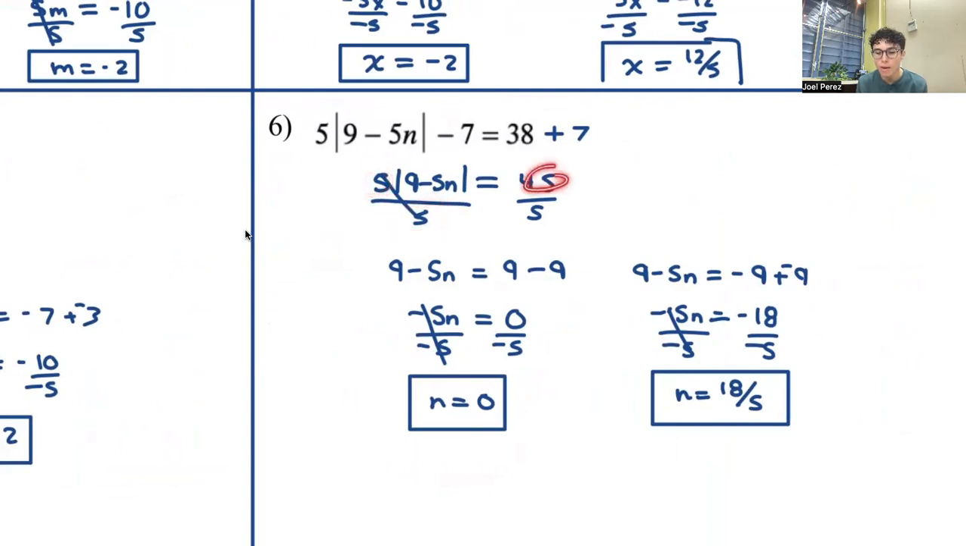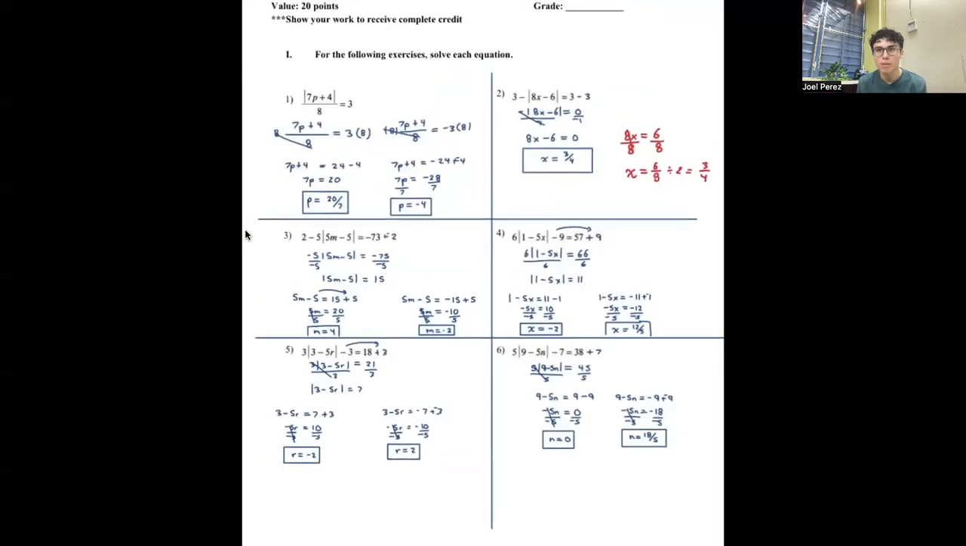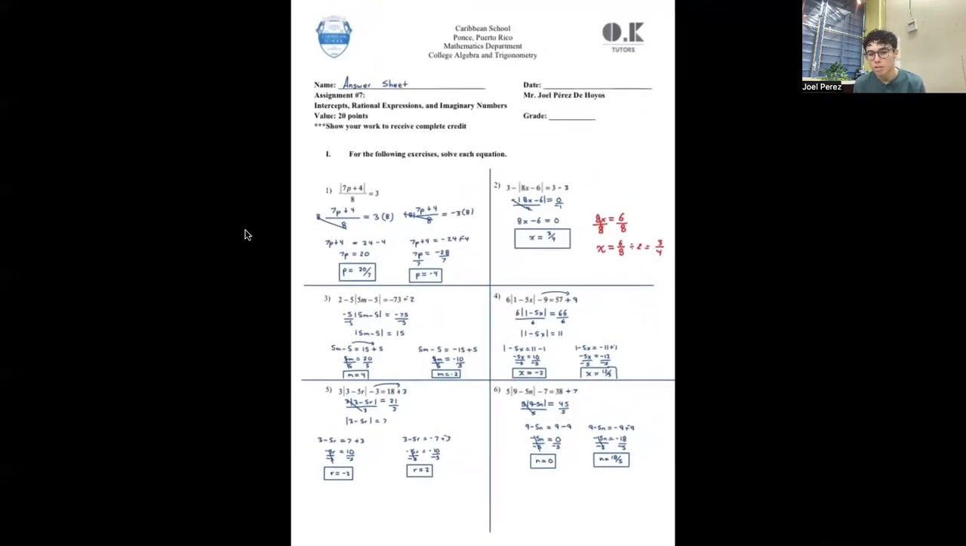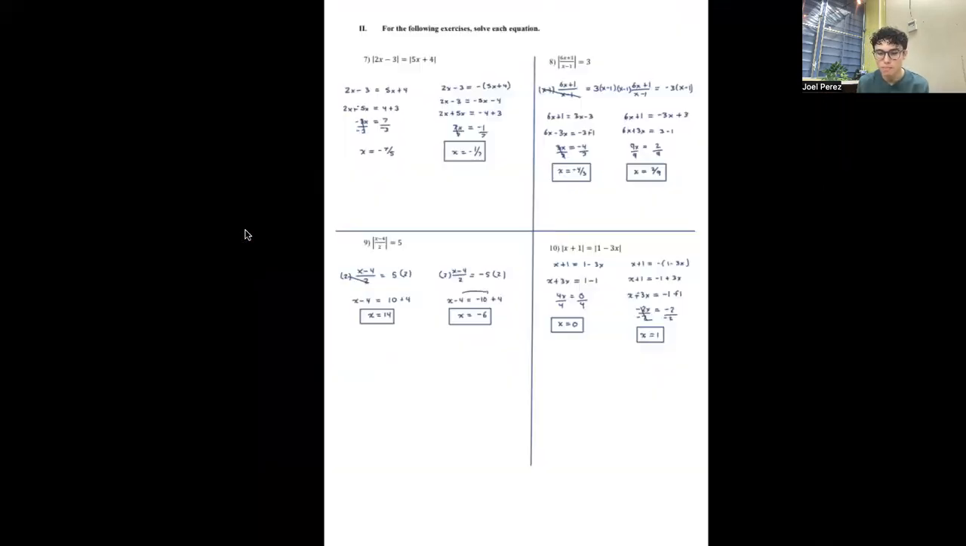And this will equal 45 minus 5 equals 9, and then equals -9. 9 minus 9 equals 0 over -5 equals 0, and -9 plus -9 equals -18 over -5. This will equal 18 over 5. This will be the value for both of them. You can see how each and every one was made, and now you can check your answers.